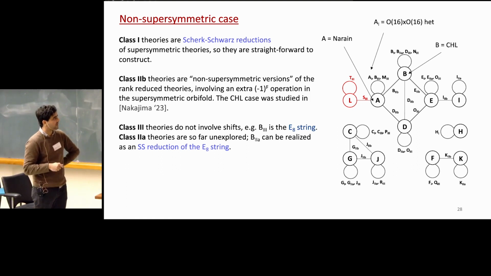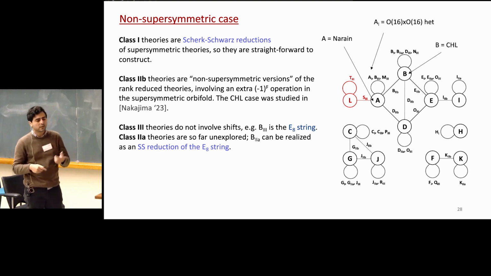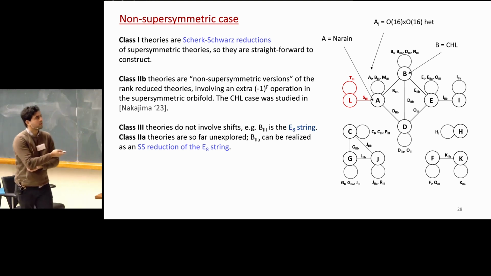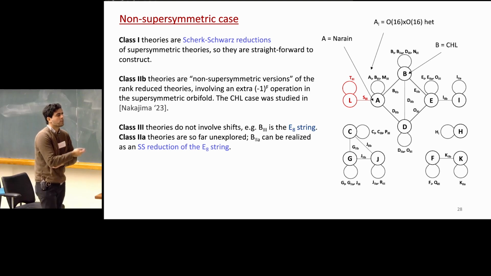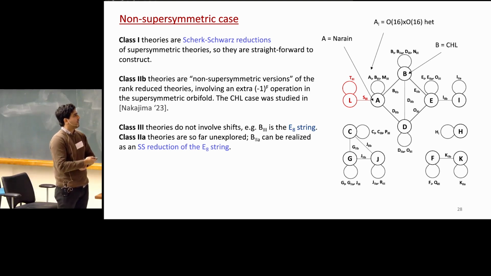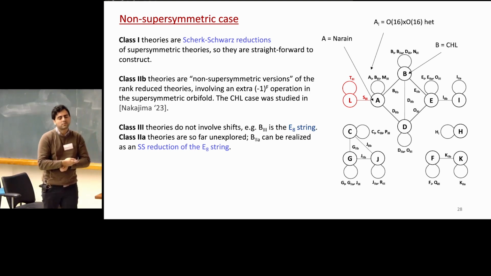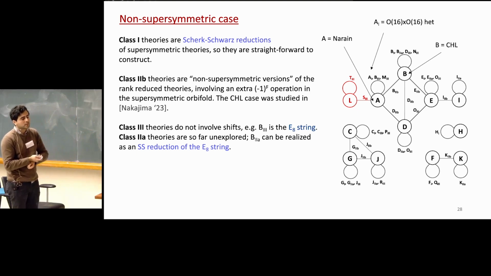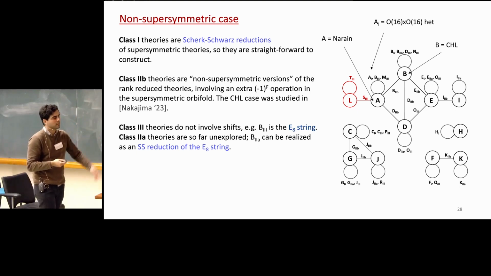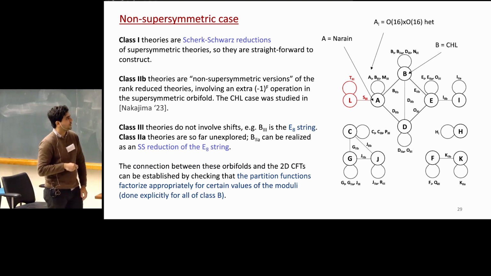The class 3 theories do not involve shifts. So they're like the EH string. The EH string is here, it's B3. And the class 2A theories involve other kinds of shifts, and they're not much explored. But something one can check is that the B2A corresponds to a shared source reduction of the EH string. It's weird doing a shared source reduction of the EH string because it's already non-supersymmetric, but you get another non-supersymmetric theory. And this fills the classification. So if you have a non-supersymmetric theory constructed along these lines and has rank reduction by 8, then it has to be here.